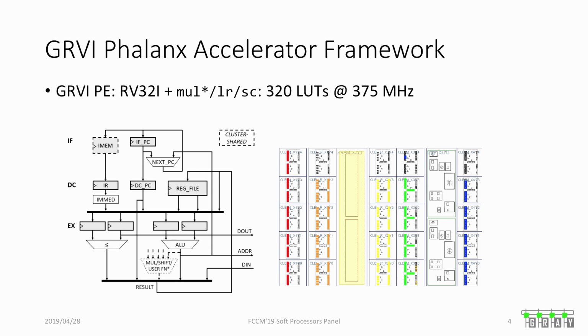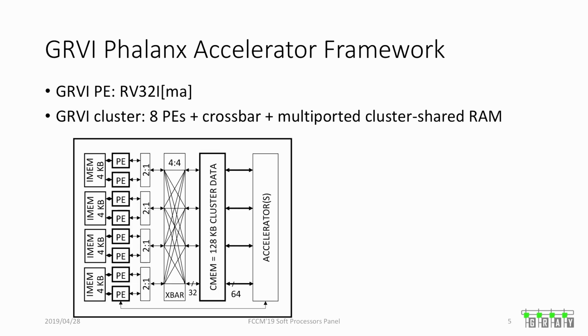So here's what I'm doing with RISC-V. I'm building massively parallel processor arrays. First I build a very small processing element called Groovy, the Gray Research RISC-V. It's about 300 LUTs. And in a 1,000,000 LUT FPGA, you can have thousands of these.